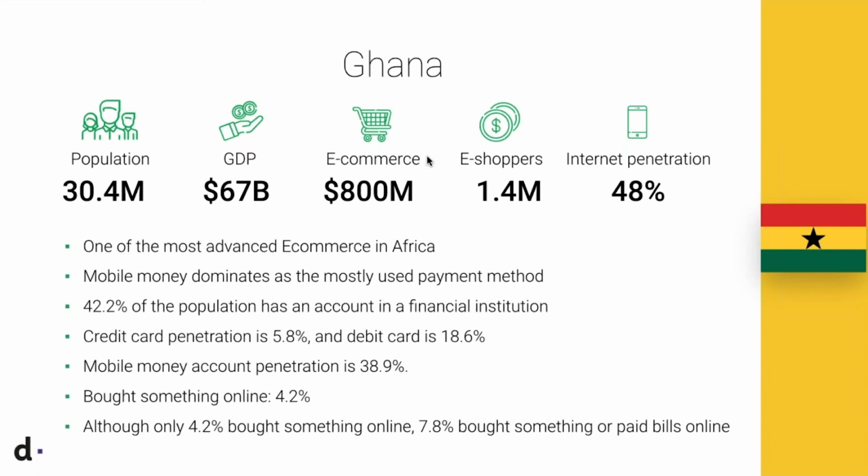As with Kenya, you have a GDP here of 67 billion against 95 in Kenya. E-commerce being stronger in Ghana, 800 million, 1.4 million e-shoppers, and a higher internet penetration rate. Looking at ratios, if you compare to the number of people, it's understandable why these figures will probably be higher. 4.2% of the e-shoppers bought something online, and 7.8% paid for bills online.